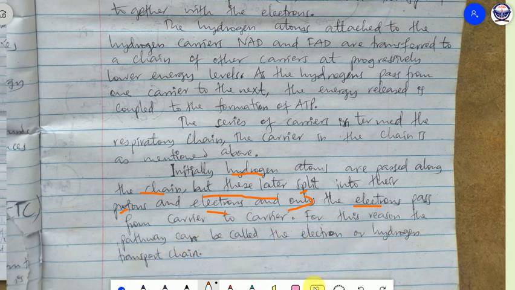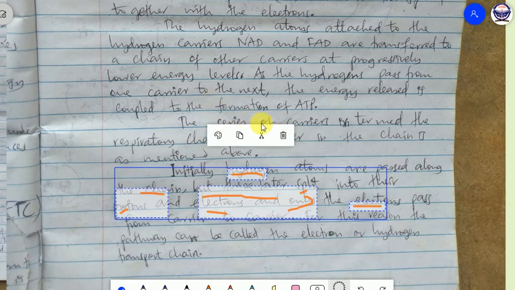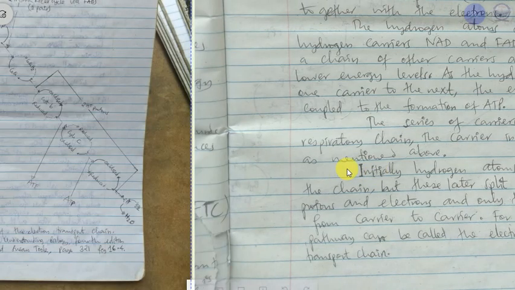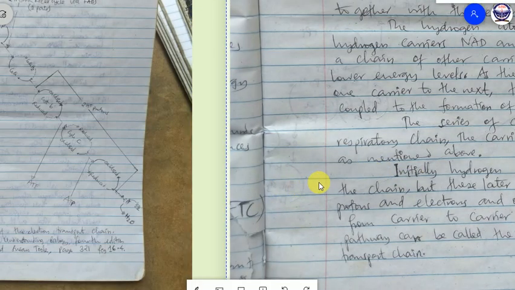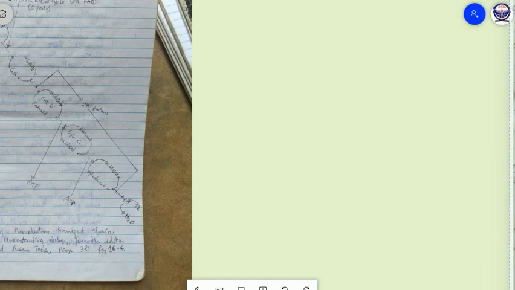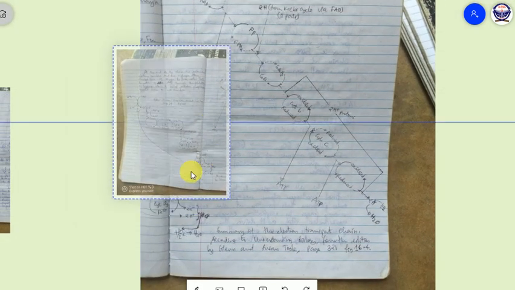So sometimes some people call it the electron transport chain, while others call it the hydrogen transport chain, because kuna kipande ambacho ina transfer hydrogen na kuna kipande ambacho ina transfer electrons. Kwa hiyo majina yote mawili ni correct. However, the electron transport chain ndilo ambalo linatumika sana. Jina la electron transport chain ndilo ambalo linatumika sana kuliko jina la hydrogen or proton transport chain.